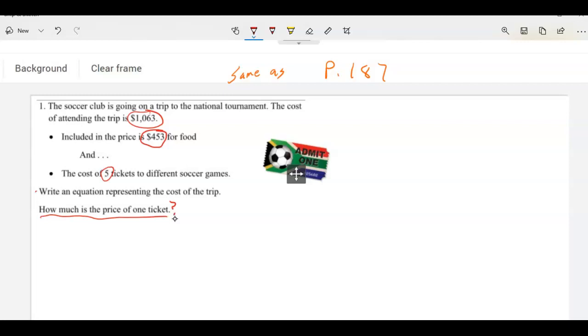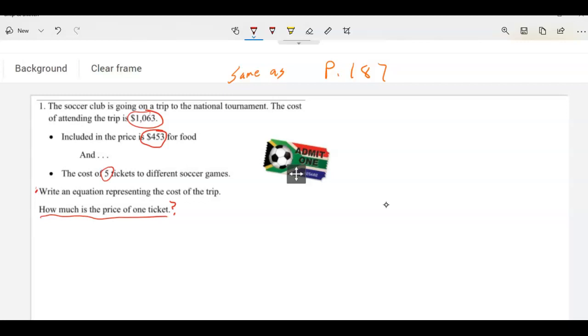Okay, so I've gone on and done my cubes on here. I've circled the key numbers: $1,063, the total cost of the trip itself, $453 that they paid for food, and 5 tickets to different soccer games that are included in the price. I've underlined the question, how much is the price of one ticket? And I've just put a little dot right here because there's another thing that they're asking us to do: write an equation representing the cost of the trip. And so this is a multi-step problem also.